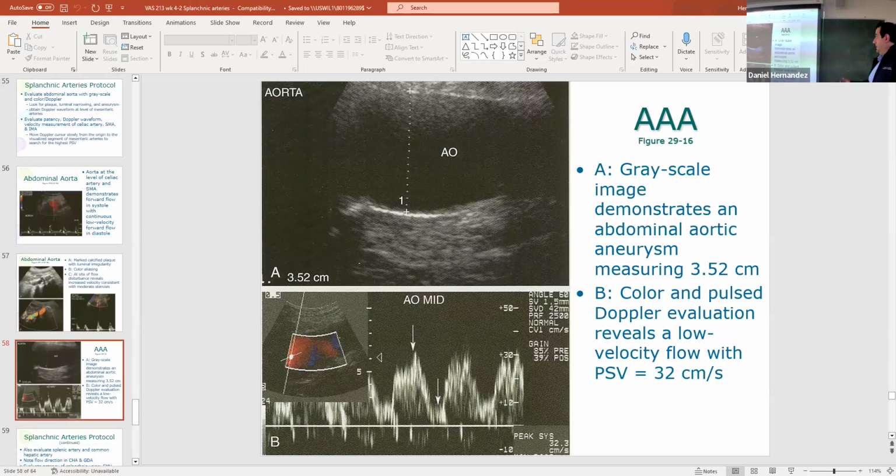So this is now a patient with a large AAA. Since the majority of AAAs are going to be infrarenal, below the level of the renal arteries, this might affect, or will have an effect on, your inferior mesenteric artery potentially.